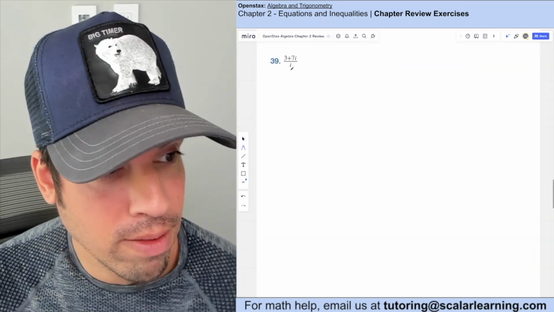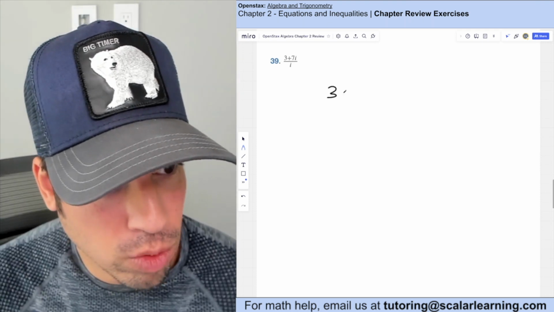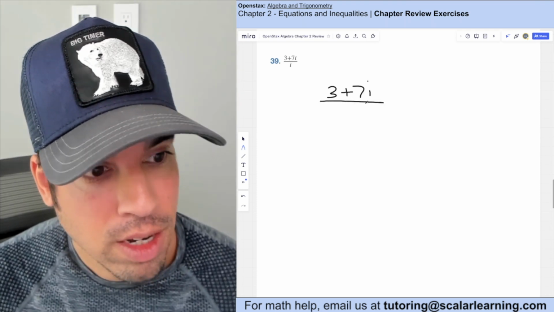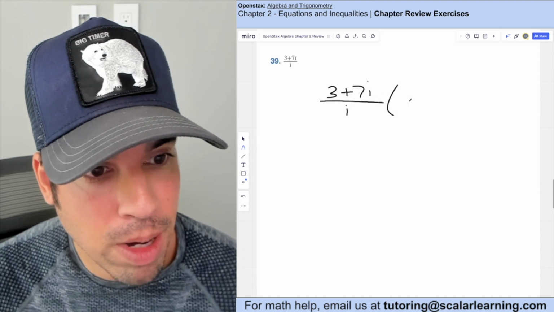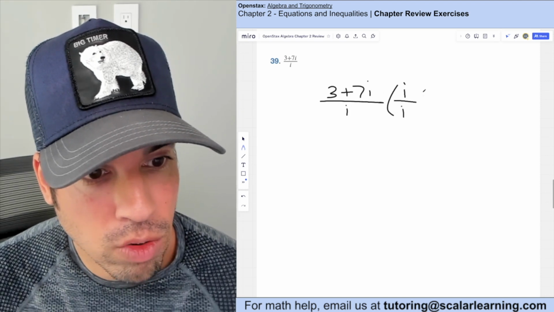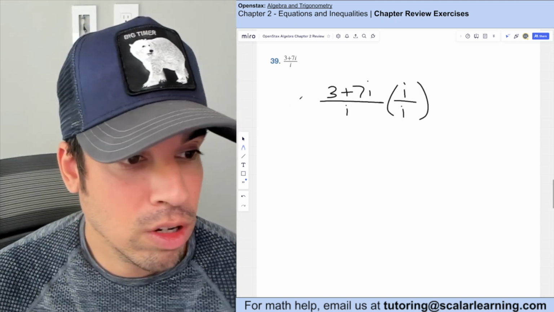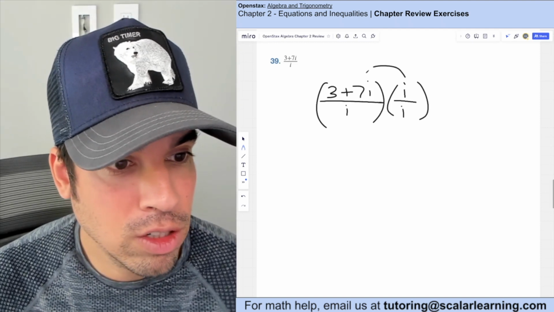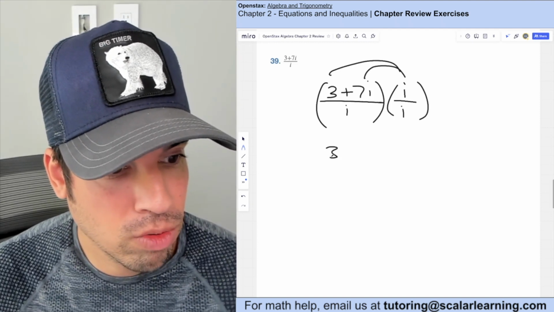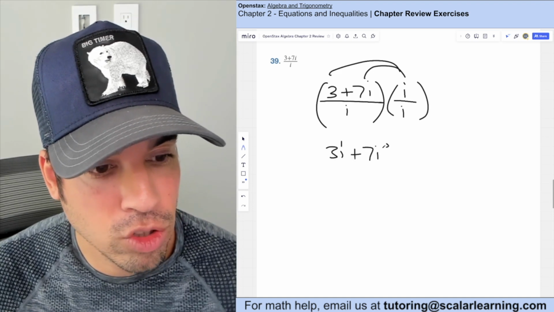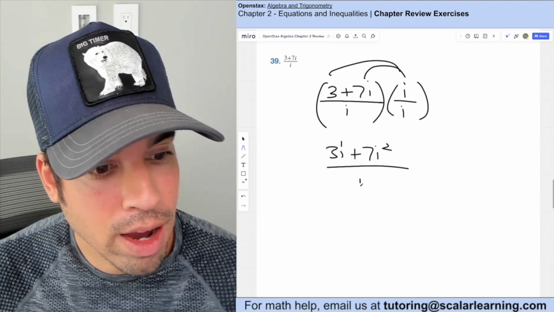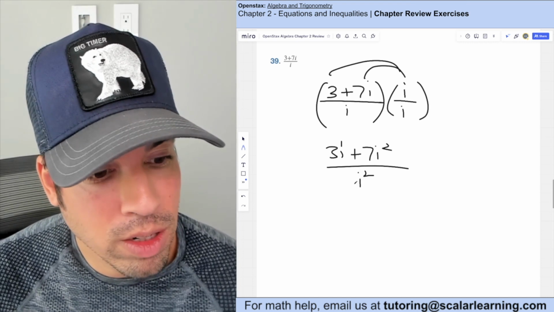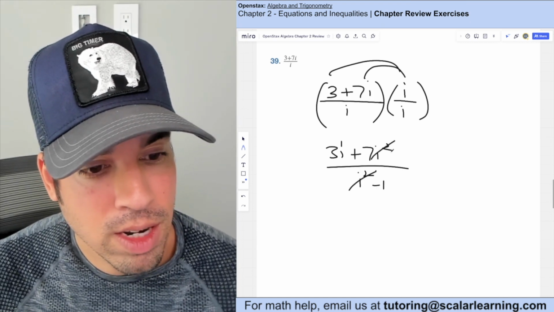Boom, done. In this situation, we just don't want to have an imaginary number in the denominator. So the way I can accomplish that is if I multiply the top and bottom by i, or i over i, right? Because anything over itself is 1, so we're not really changing the value here. So this guy's going to distribute, and I'm going to get 3i plus 7i squared on top over i squared. Remember, i squared is negative 1.